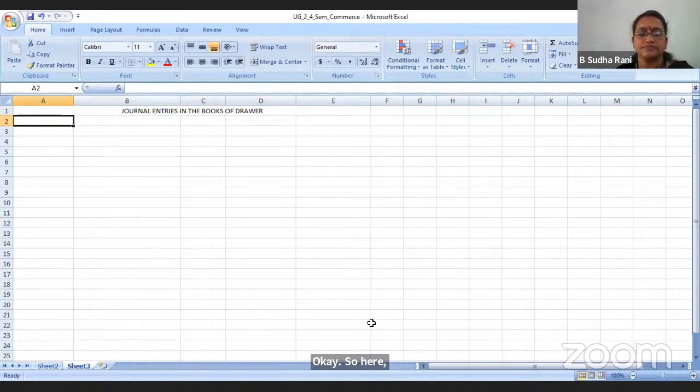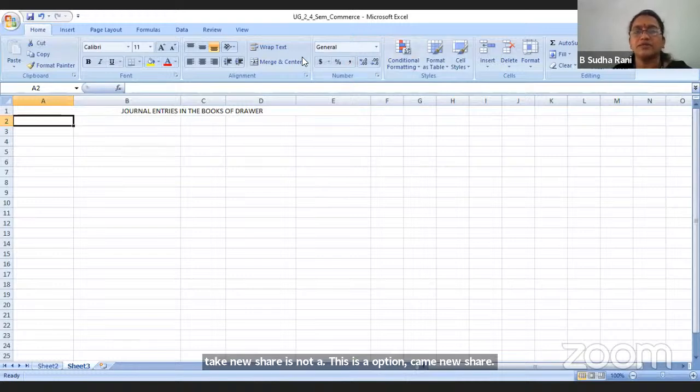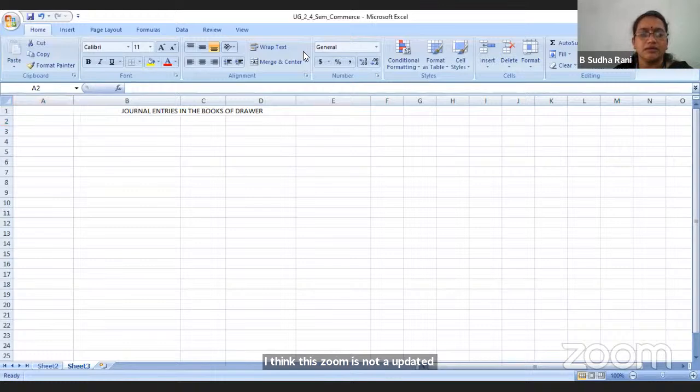Let's take, the new share option is not here in this. There is an option called new share. I think this Zoom is not updated. It's there. Let me share the question also.